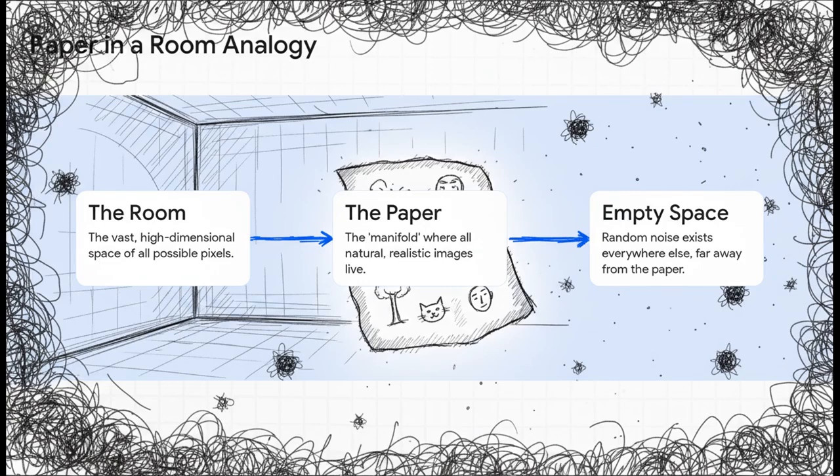Okay, let's use an analogy to make this super clear. Imagine a gigantic room. A mind-bogglingly huge, high-dimensional room. This room represents every single possible way pixels could be arranged on a screen. Now, floating somewhere in that massive room is a single, crumpled sheet of paper. That paper is the manifold. It's the tiny little area where all the pixel combinations that look like real stuff to us, faces, trees, dogs, actually exist. And everything else, all that empty space in the rest of the room, that's just meaningless random noise.